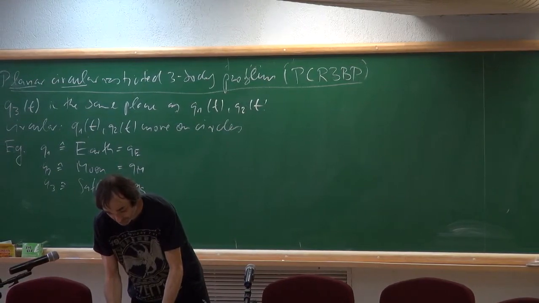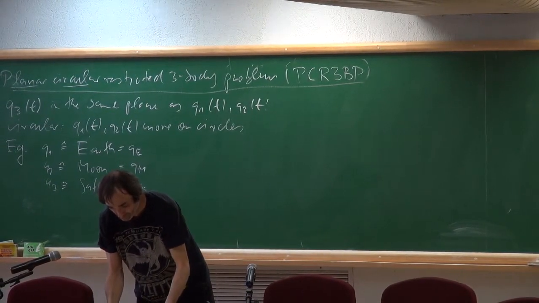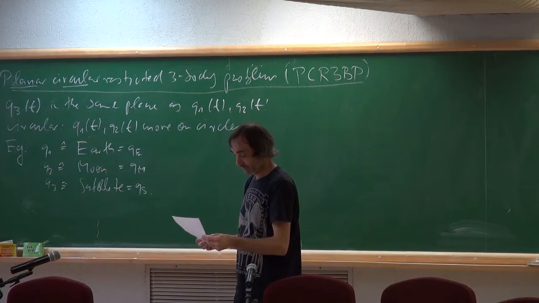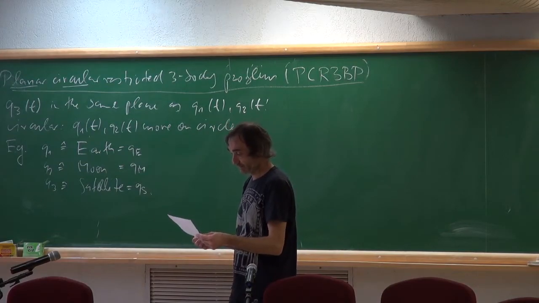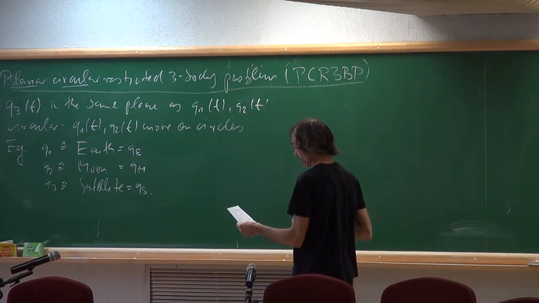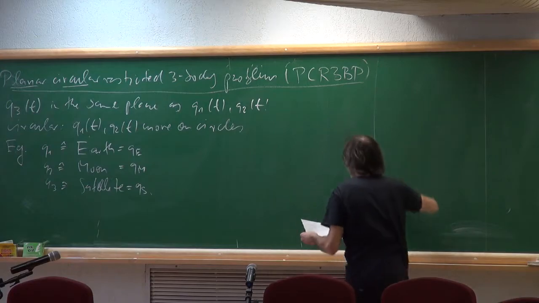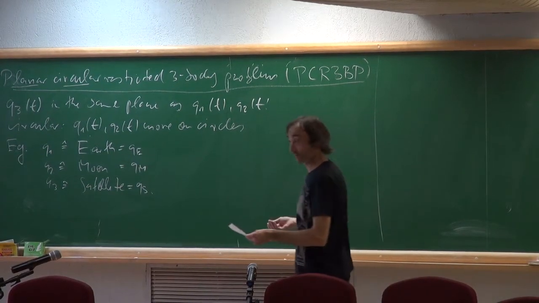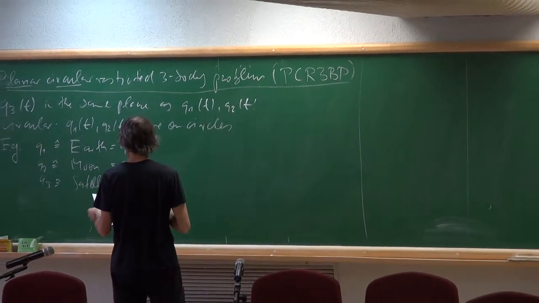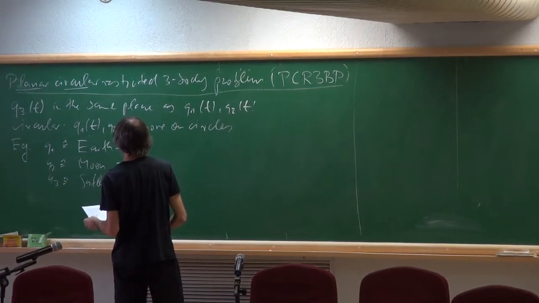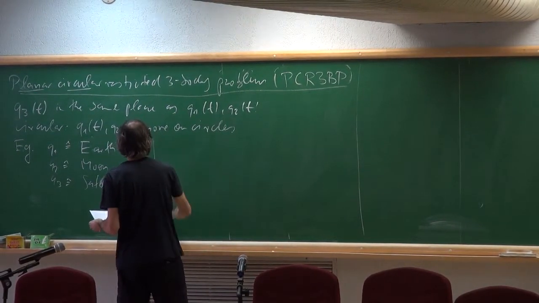Okay, so let me maybe introduce some terminology to normalize this a little bit. Let me do a few calculations to derive some explicit form of the body. So let's write QE of t.